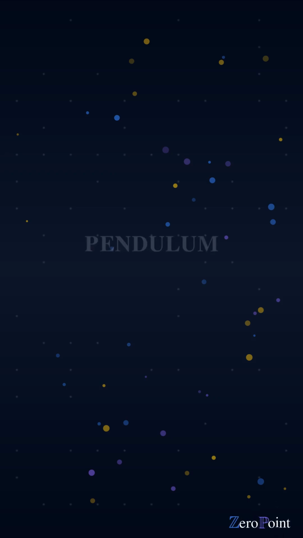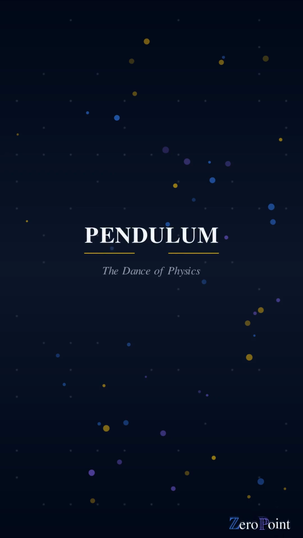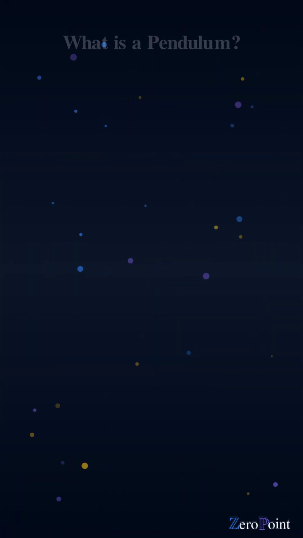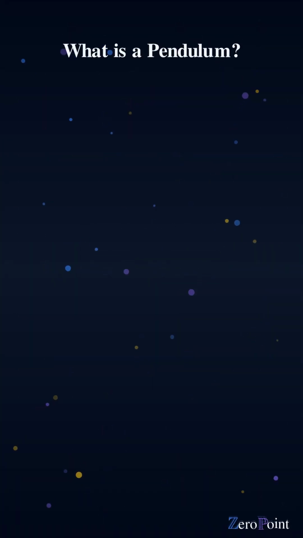Have you ever wondered why a swing keeps moving back and forth? Today we dive into the fascinating world of pendulums. So, what exactly is a pendulum? A pendulum is simply a weight suspended from a pivot point, free to swing back and forth.